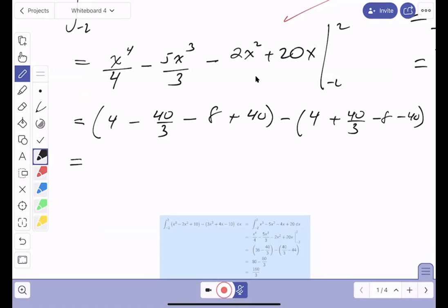I'm getting a little better. So 4 minus 4 is nothing. Minus 40 thirds, minus 40 thirds, minus 80 thirds. We'll look at the key later. Minus 8, minus 8 is nothing. And 40 minus 40 is plus 80.